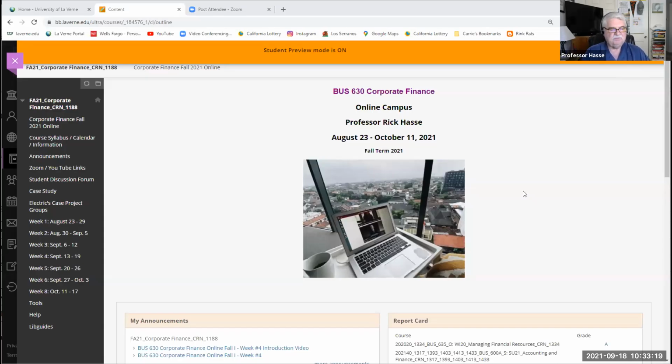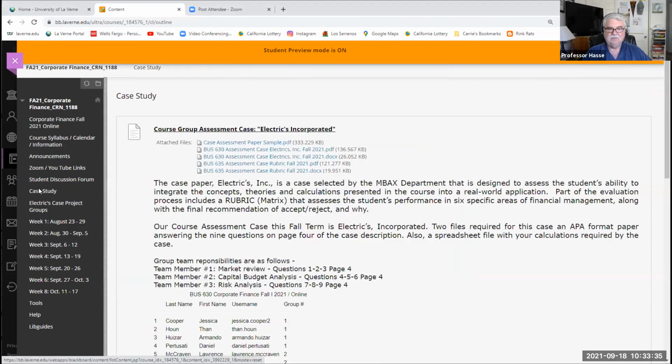Okay, here's our Blackboard site. I want to go over a couple of things on this Blackboard site, to get up to date and make sure you are aware of it and have looked at it. First of all, in the case study file folder, you'll now see the electrics case with the various files that you are to review. I ask you this week, maybe spend this weekend reviewing these files, looking over the material.